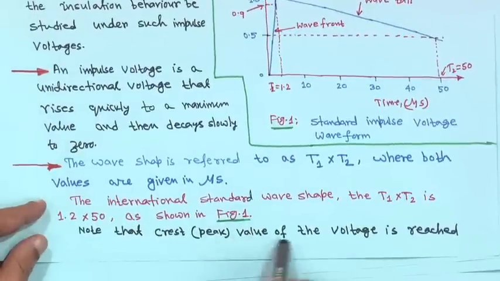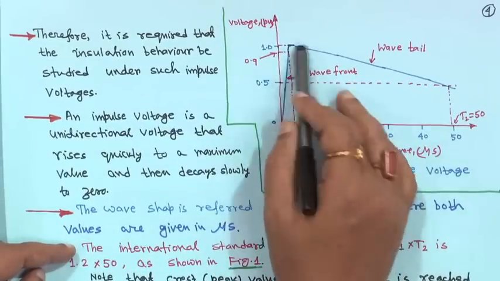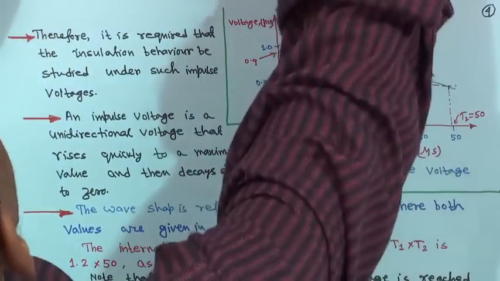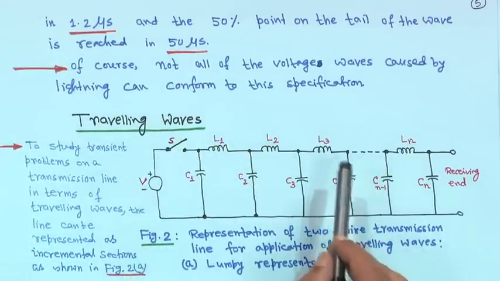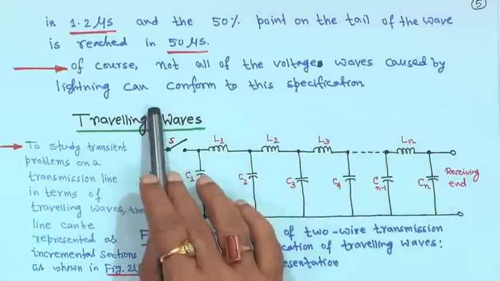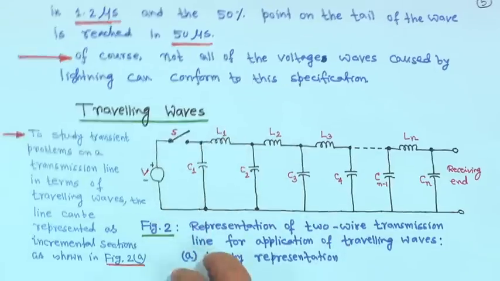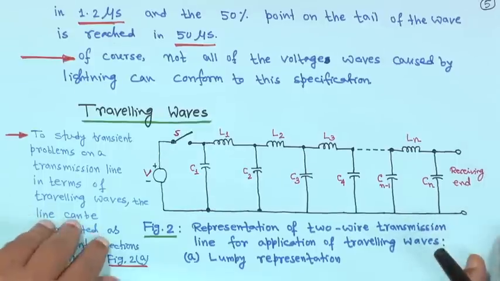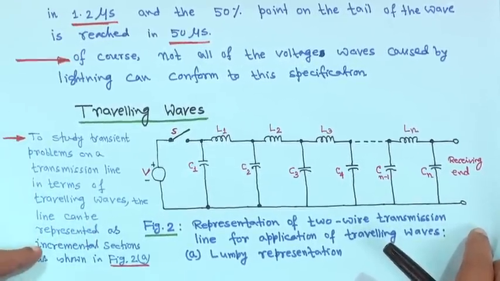Note that the crest value of the voltage is reached in 1.2 microseconds, and the 50% point on the tail of the wave is at 50 microseconds. Of course, not all voltage waves caused by lightning conform to this specification. Even if you go for a laboratory impulse voltage test, you will not always find exactly 1.2 or 50; it may change, but this is the standard.